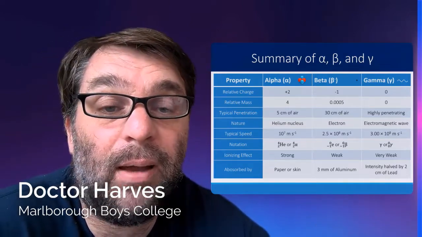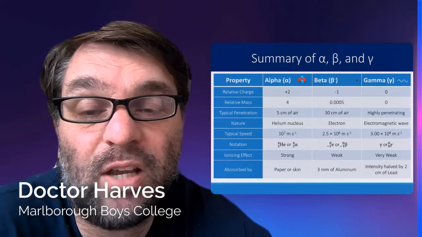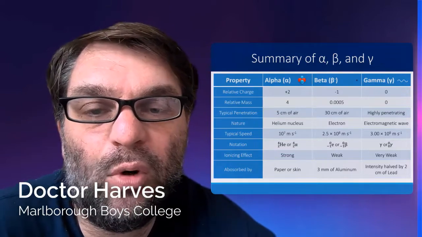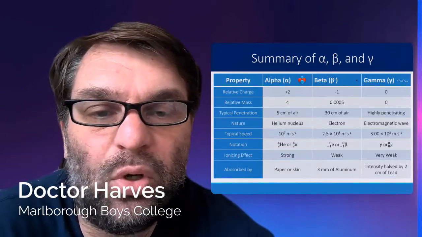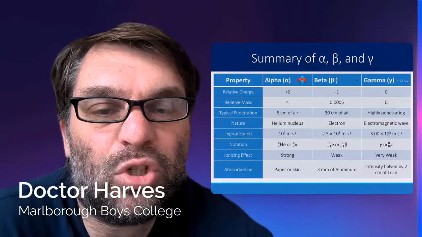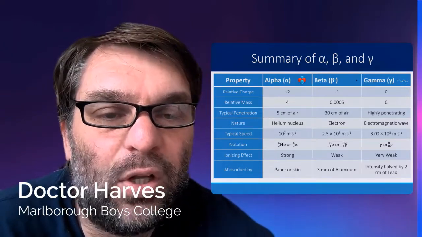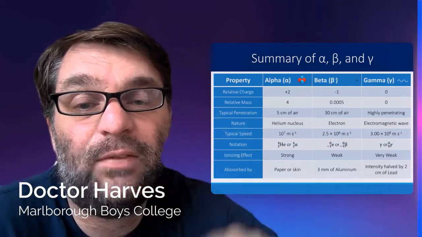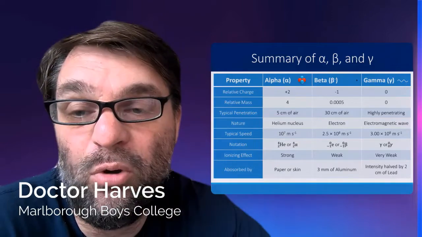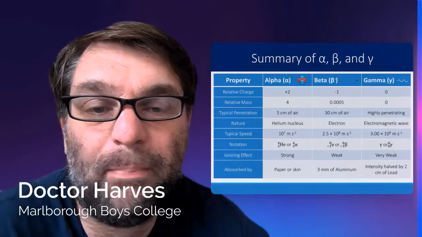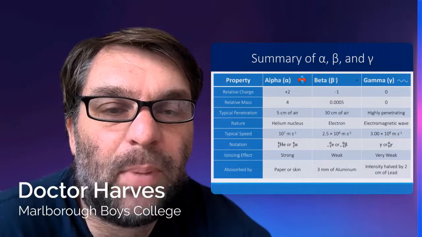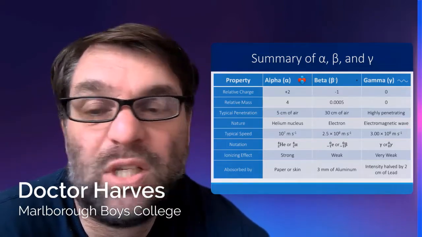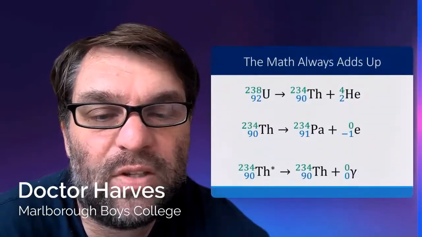You can use either notation: for the beta particle it can be the beta symbol or an electron, and the same for an alpha particle, which is either a helium nucleus or an alpha particle. Alpha particle is strongly ionizing, beta particle is weak, and gamma radiation is fairly weak, but the advantage is that even though alpha particles are highly ionizing, they don't move very far because they're absorbed by paper or your skin, whereas beta particles are absorbed by a few millimeters of aluminium, and 2 centimeters of lead will stop gamma radiation. That's a summary.